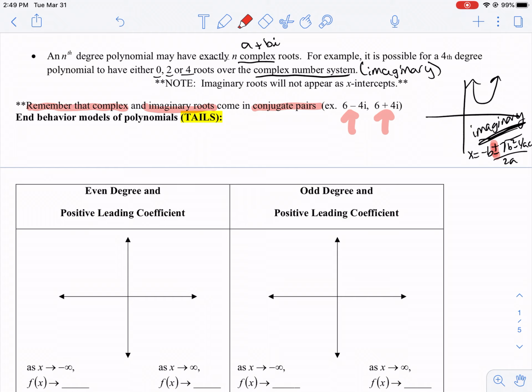Okay, same thing happens with irrational roots. Irrationals are the ones where the square root doesn't go away, which comes from the quadratic formula. You will also get conjugate pairs. All right, so that's why you can only have an even number of imaginary roots or irrational roots.